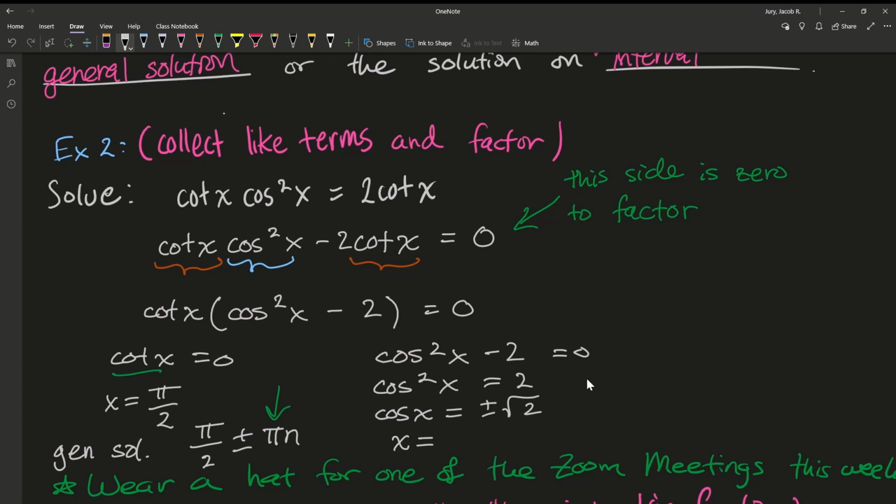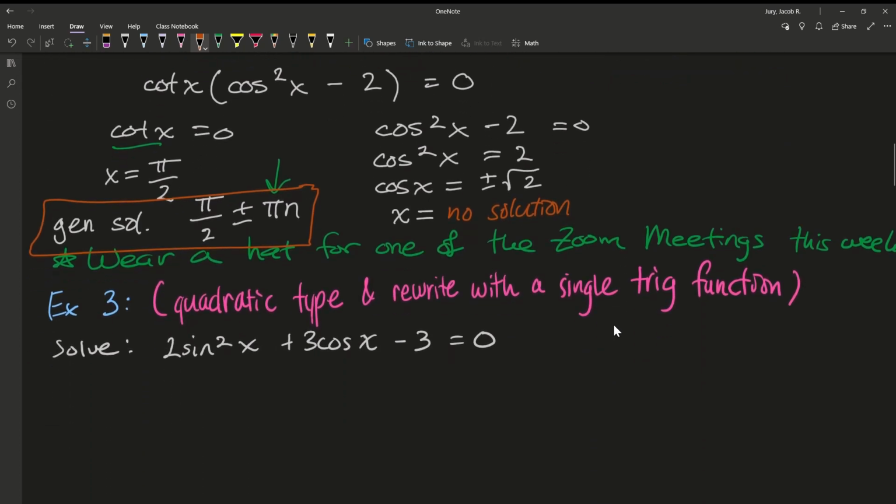Now, this might look suspicious because I don't know an angle that goes with plus or minus radical 2. In fact, this is outside of the range of solutions for cosine, so this here is no solution. So that means our only general solution is what we found with cotangent of x. However, if we had a nice 2 over here on the right side to divide, we would get a nice pi over 4 and 3 pi over 4 solution.